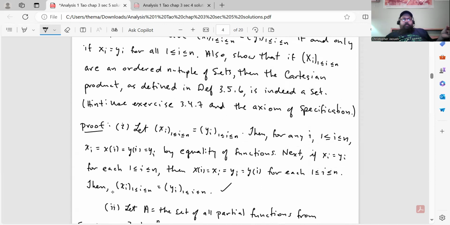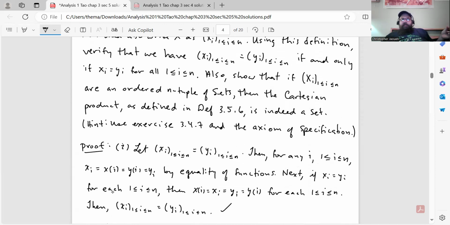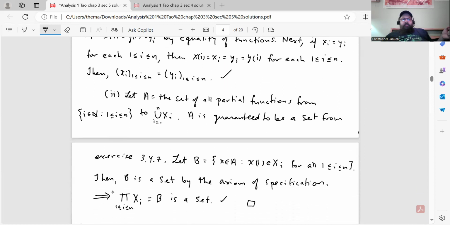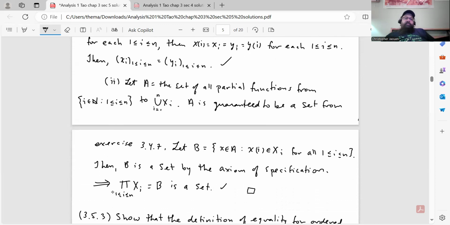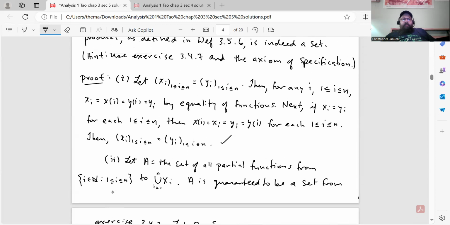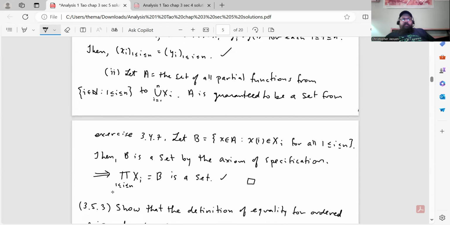which is the second part that he's asking about here, where we have a sequence of sets. Let A be the set of all partial functions from the set {i : 1 ≤ i ≤ n} to the union of the x_i, i going from 1 to n. Here we're using that problem, what was the number, 3.4.7. We're going to use the fact that this gives us a set.